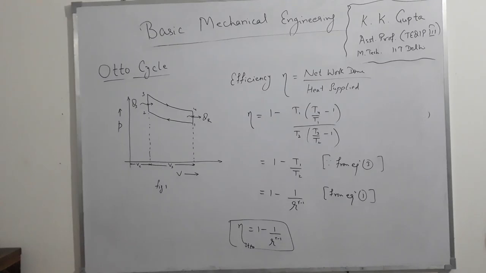Now we can take T1 common from the numerator and T2 common from the denominator. So again we can write it as 1 minus T1 within brackets (T4 by T1 minus 1), and in the denominator T2 within brackets (T3 by T2 minus 1). Now from equation number 3, T4 by T1 is equal to T3 by T2, so this bracket term will cancel out and the remaining term will be 1 minus T1 by T2, and from equation number 1, T2 by T1 is r to the power gamma minus 1. So the formula for the efficiency of the Otto cycle is 1 minus 1 by r to the power gamma minus 1.